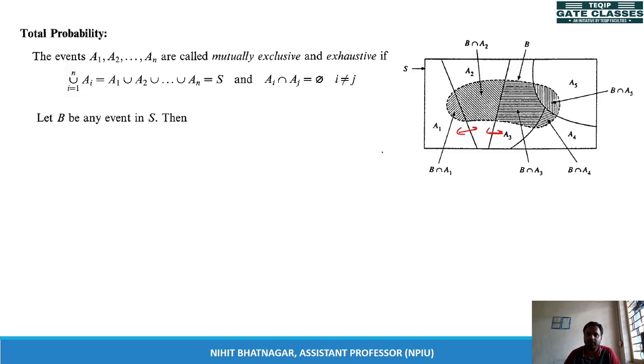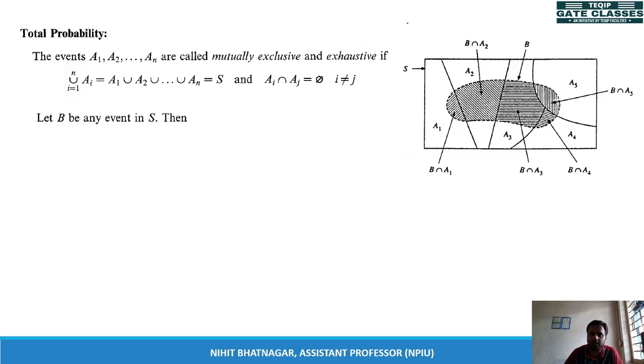So let's say event B is associated with the sample space S. You can see here this shaded portion is the event B. You can see here that event B contains some values of all events. मतलब आप ऐसा कह सकते हैं कि B जो है वो सब events का कहीं ना कहीं पार्ट है.